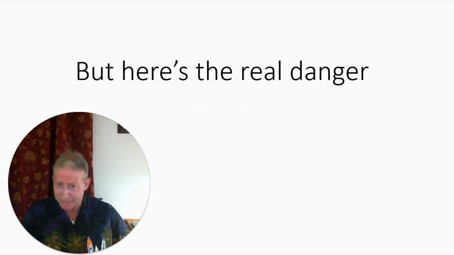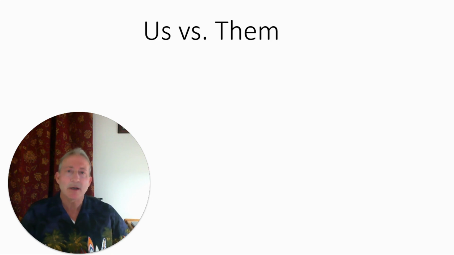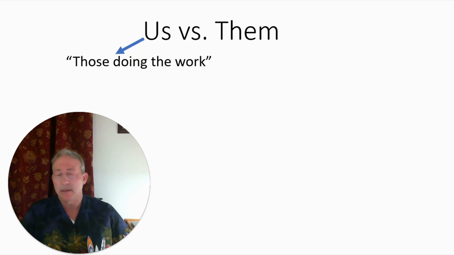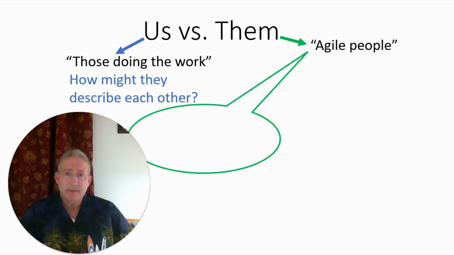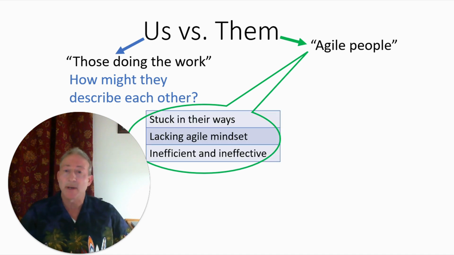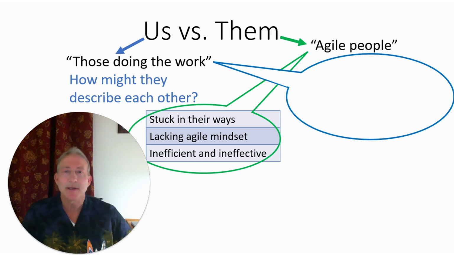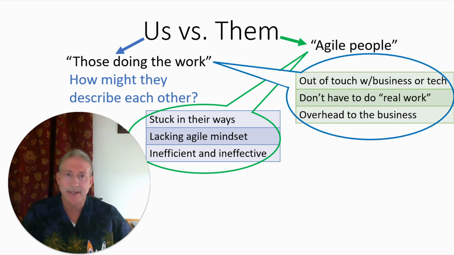However, here's the real danger. Us versus them. Us meaning those doing the work, and then them meaning those agile people, those POs, scrum masters, and so forth. How might they describe each other? Well, the agile people might speak of those doing the work as stuck in their ways, lacking the agile mindset, inefficient, ineffective. However, those doing the work might speak of the agile people as out of touch with the business. They don't even know what we do, not to mention our technology.